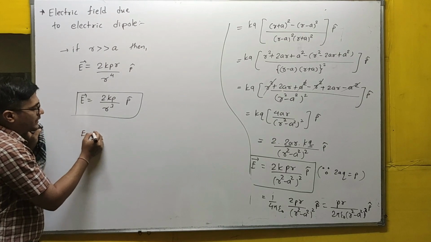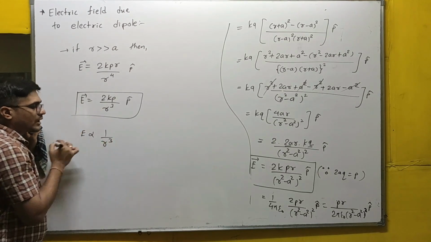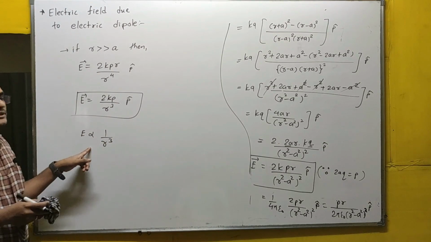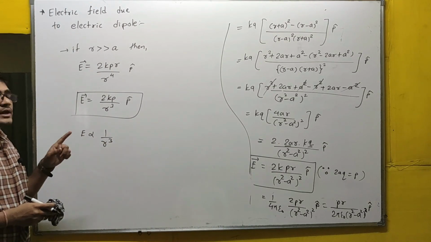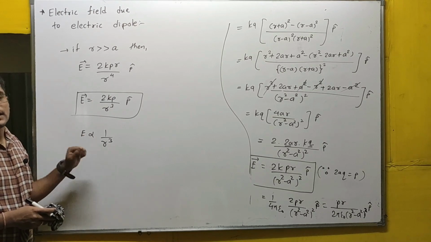So from this you can say that the electric field due to a dipole is inversely proportional to R cube. You have to remember this relation. Electric field due to a dipole is inversely proportional to R cube, right?